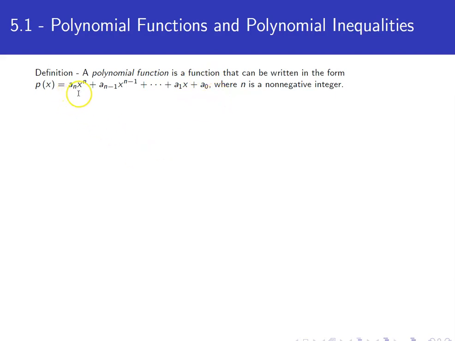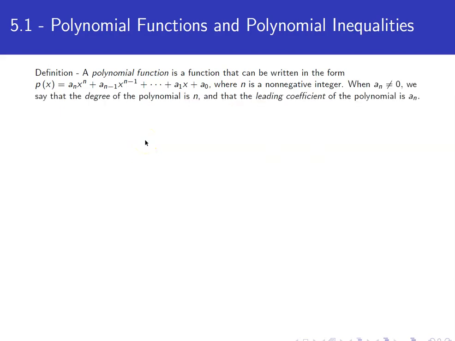These other a sub n, a sub n minus 1, and so on down the line, those are just numbers. Real numbers for the time being, but those are just numbers. So that's what we mean by a polynomial.